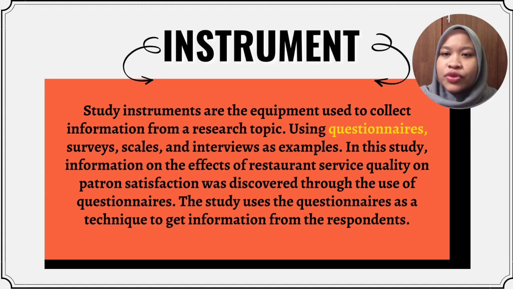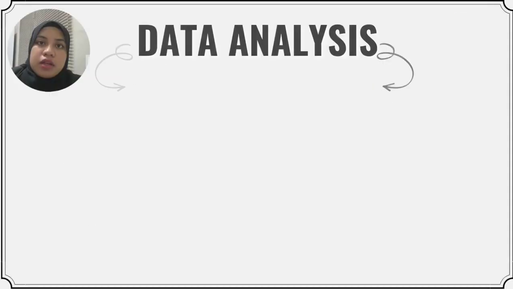For the instrument, study instruments are the equipment used to collect information from a research topic, such as questionnaires, surveys, scales, and interviews. In this study, information on the effect of restaurant service quality on customer satisfaction was discovered through the use of questionnaires. The study used the questionnaire as a technique to get information from the respondents.